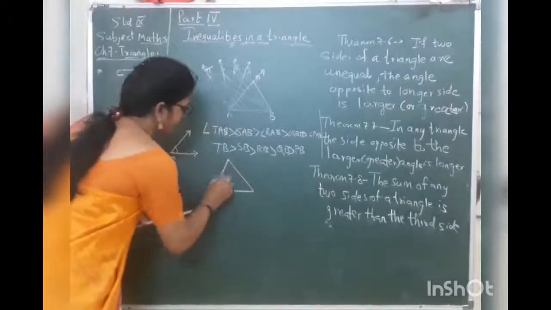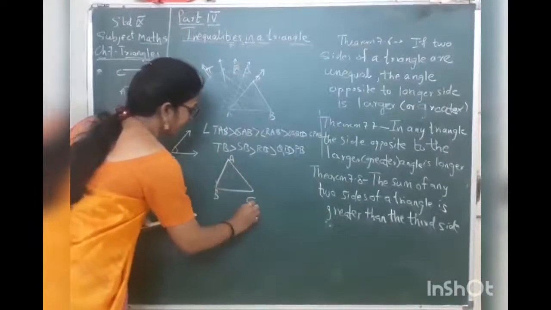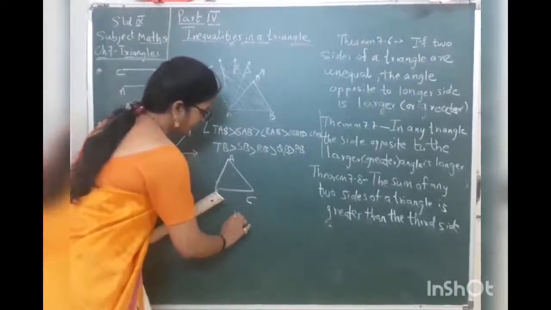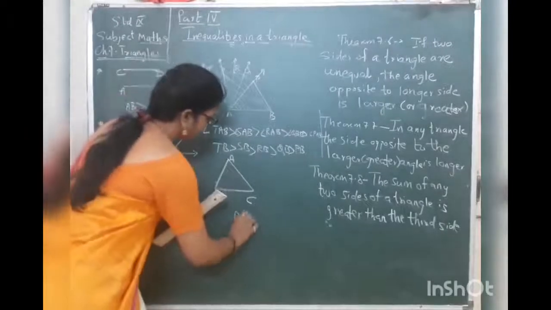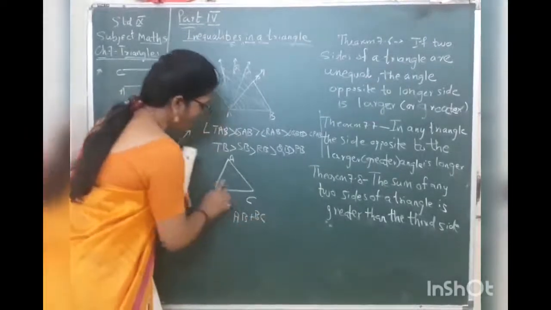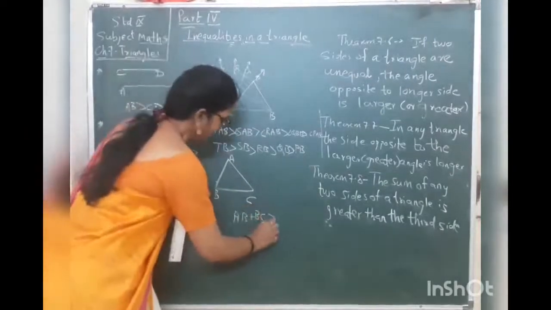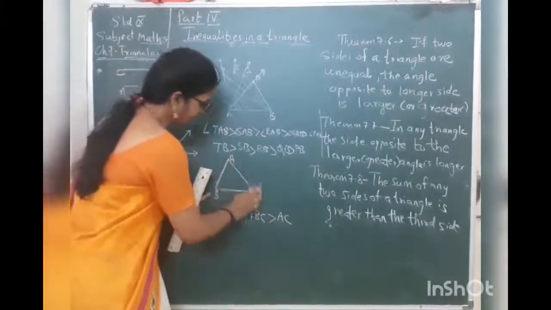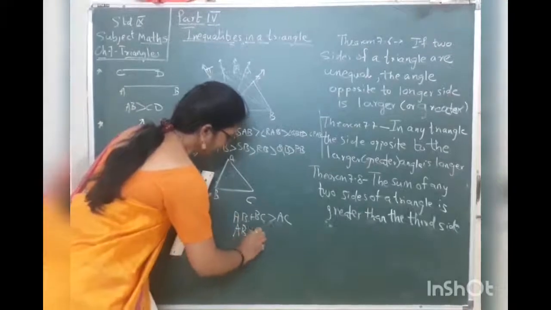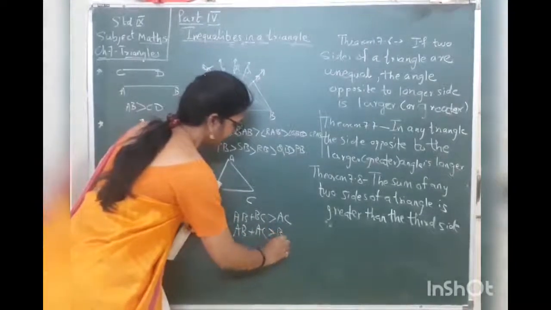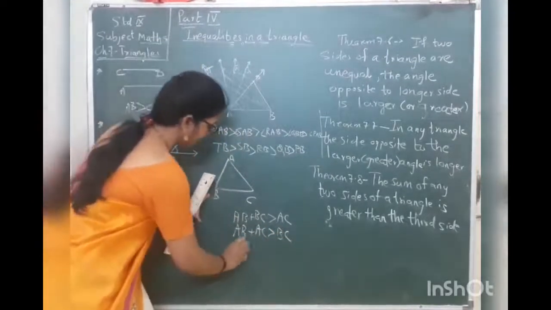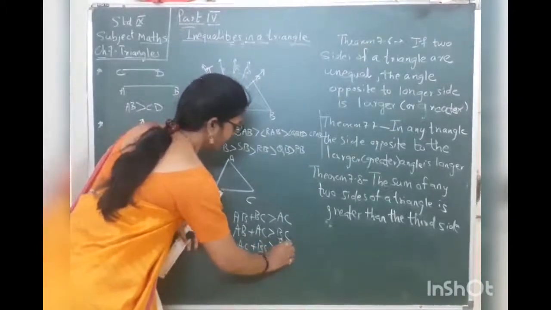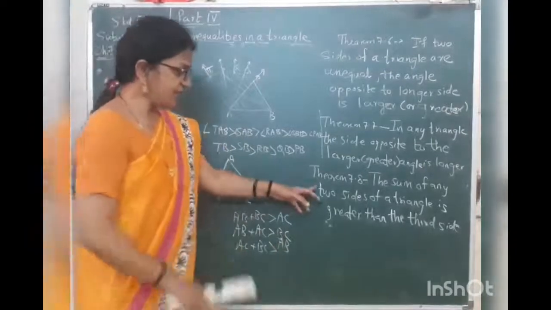What we will see is this triangle ABC. Now the sum of these two sides, AB plus BC, is greater than AC. What is the next part? AB plus AC is greater than BC. And the third part is AC plus BC is greater than AB. That is the sum of any two sides of a triangle.